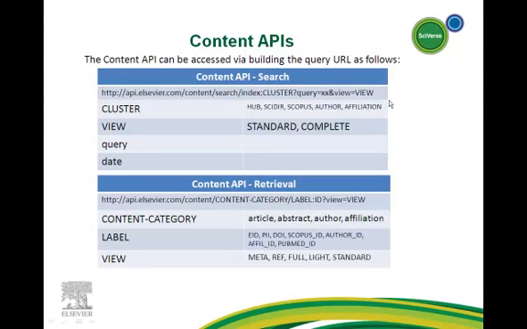Content APIs allow the gadgets to execute searches against specific Elsevier content as well as retrieve specific content. The tables on this slide show the format of the URLs used to perform searches and to retrieve content.